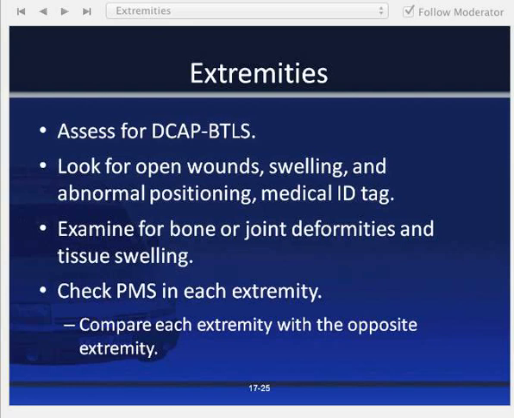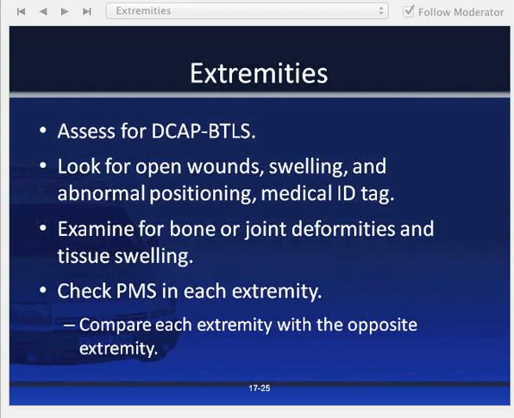Assess the extremities for DCAP BTLS. Look for open wounds, swelling, and abnormalities, and abnormal positioning such as an unequal length. Look at the wrists and ankles for medical ID tags. Gently examine the upper and lower portion of each extremity for bone or joint deformities and tissue swelling. Look for signs of possible insect bites, stings, or signs of possible intravenous drug abuse.